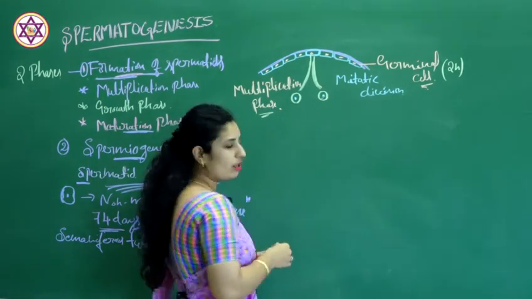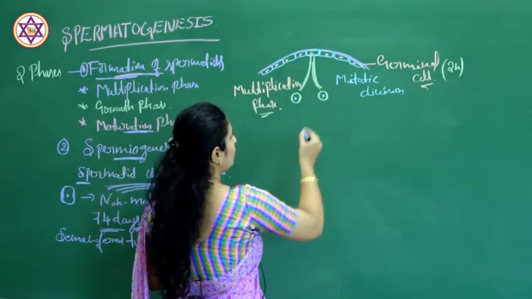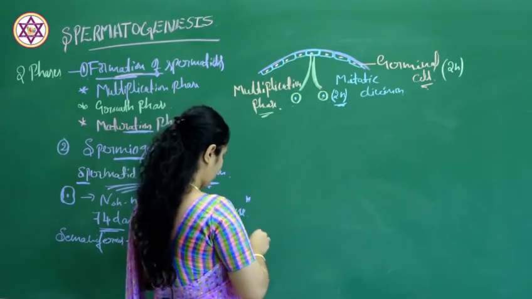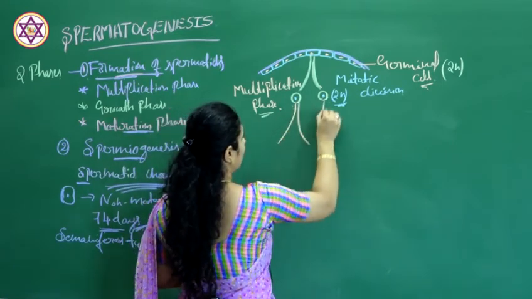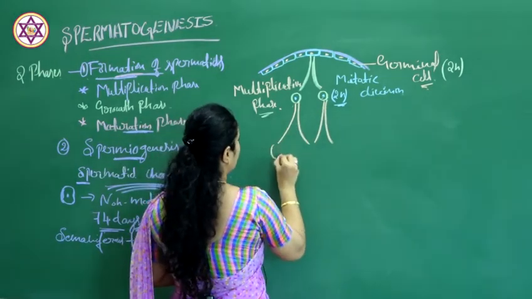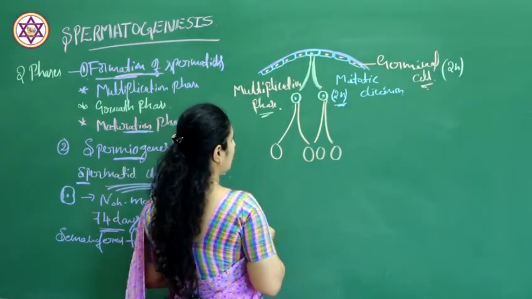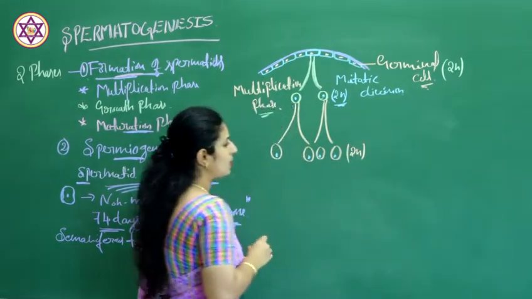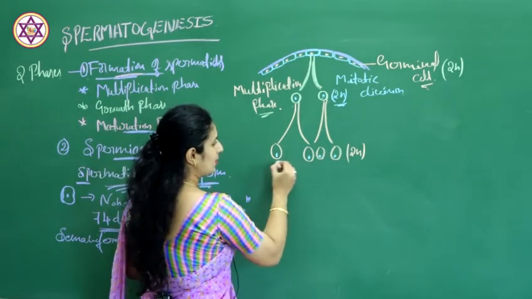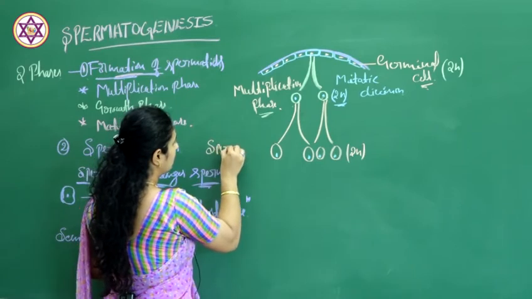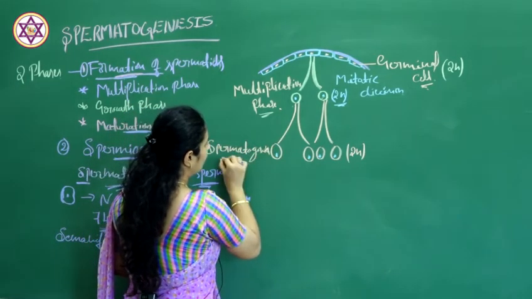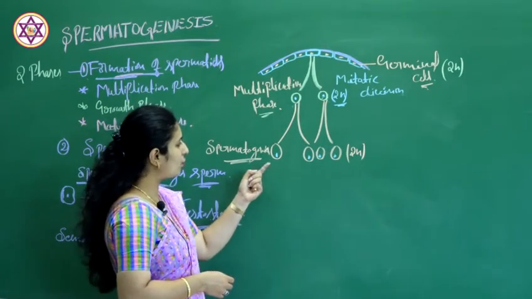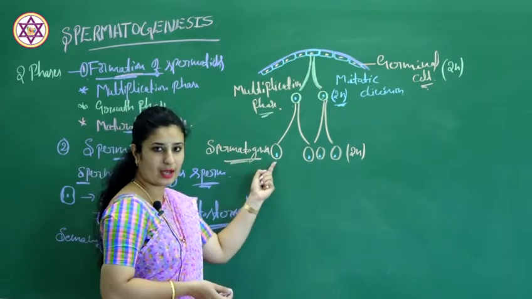It undergoes mitotic division and produces two cells which are again diploid in number, and each of these cells is again divided into two daughter cells. These cells are called spermatogonia.